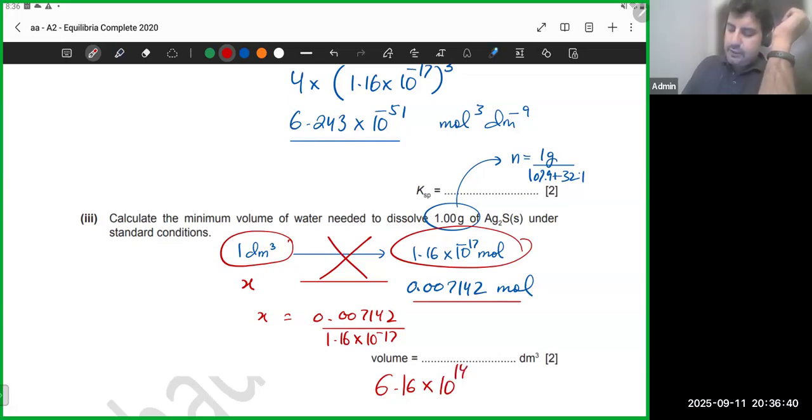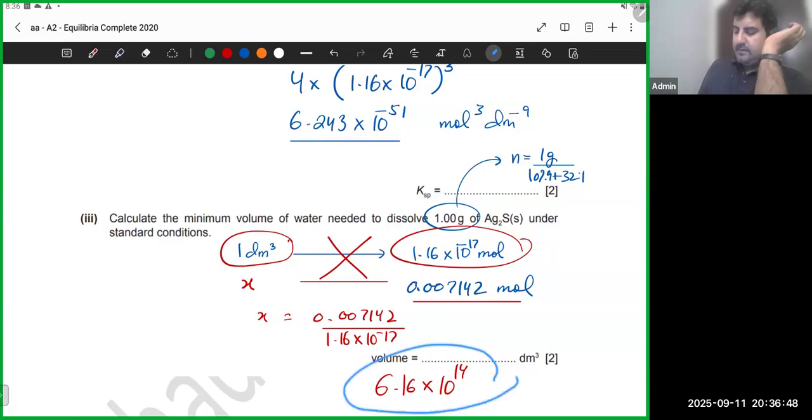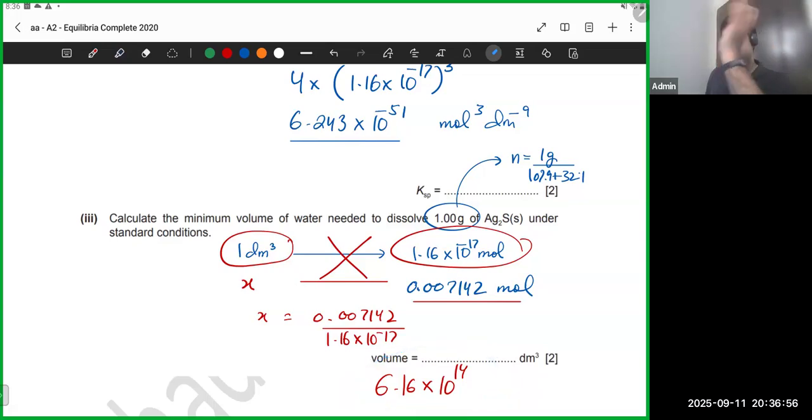So that shows that the solubility is so low that even for dissolving 1 gram of Ag2S, you need more than a billion dm cubed of water. Is that clear? 14 is way, way bigger than a billion. It's like a million billion. So just to dissolve 1 gram of Ag2S, you probably need more water than is present in the entire solar system.